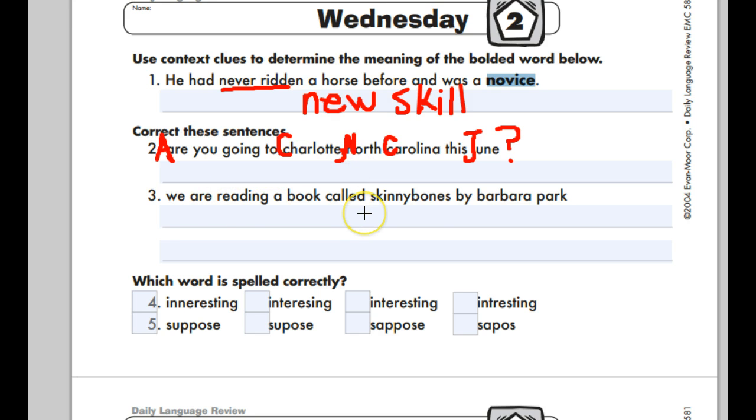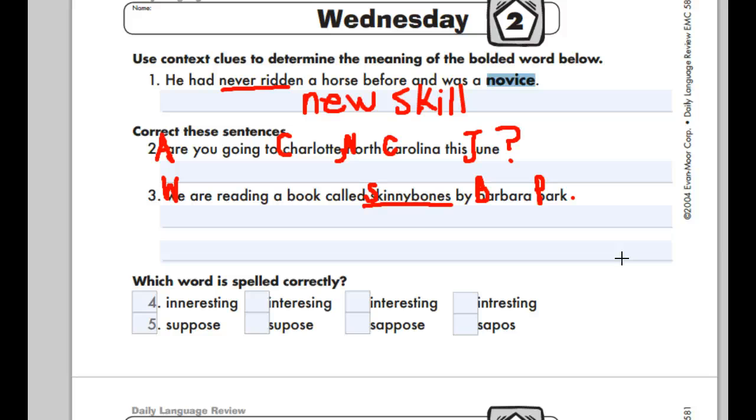We are reading a book called Skinny Bones by Barbara Park. So capital W for beginning of a sentence. Again, this tells us a book. Bing, bing, bing. The alarm should go off. You're looking for a capital letter and underlining. Okay, the book title, this is an easy one. It's just one word, Skinny Bones. We're going to capitalize it, underline it. But Barbara Park is somebody's name. So hopefully you capitalize that. And that is just a declarative telling statement, so we put a period.